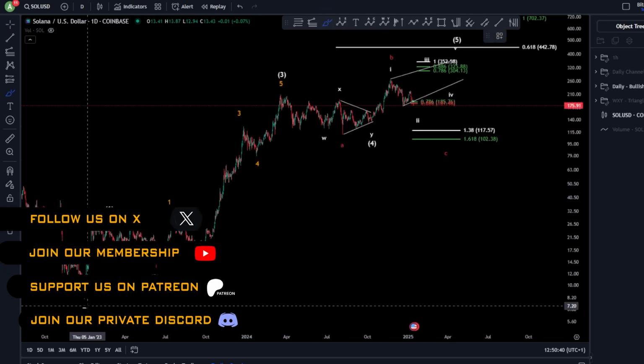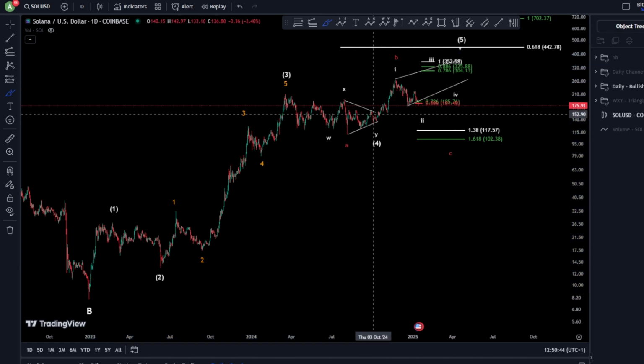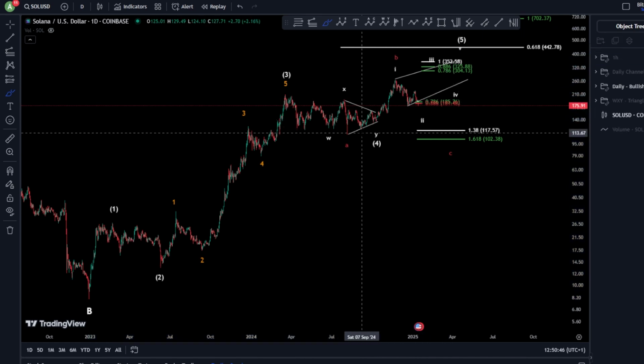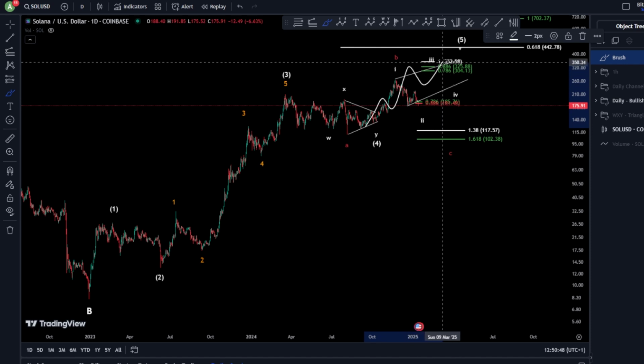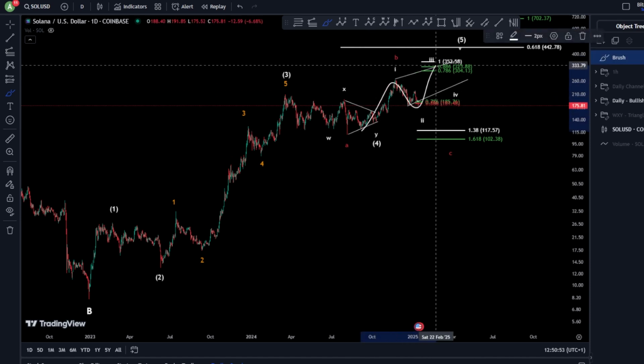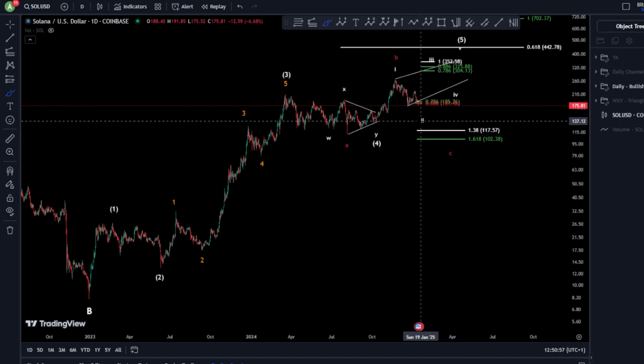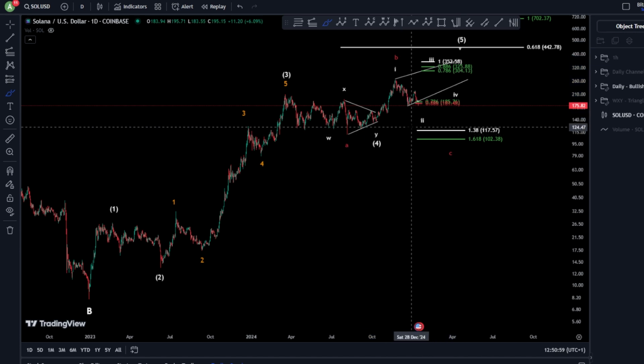Starting on the daily chart here, we're looking at 1, 2, 3, 4 and a 5 toward the upside. Your wave 5 has to be finished as an impulse. Of course, 1, 2, 3, 4, 5. Your wave 4 should not interfere with your wave 1, or it is a contracting diagonal, an ending diagonal, where it is the most possible current scenario.